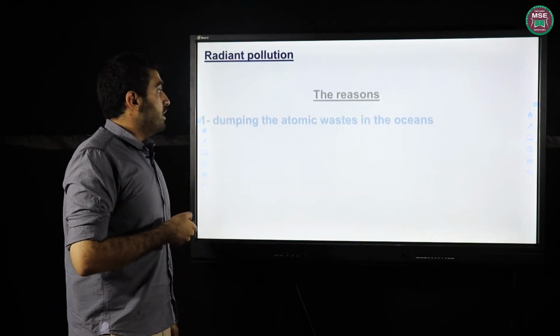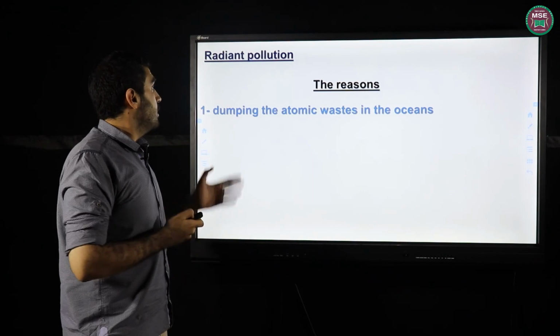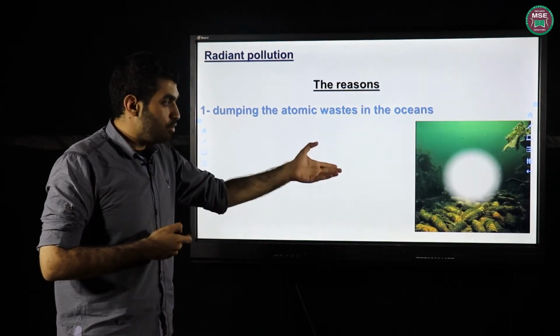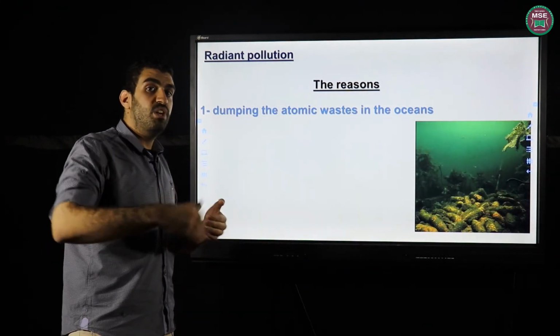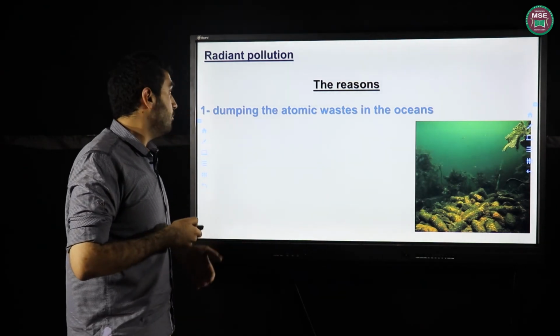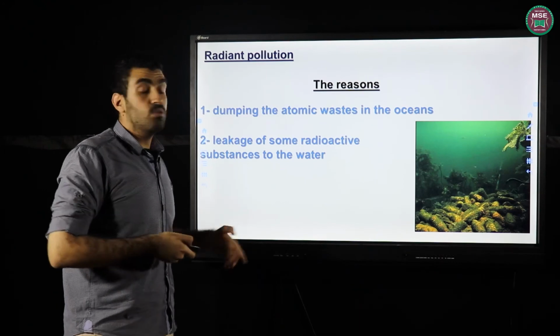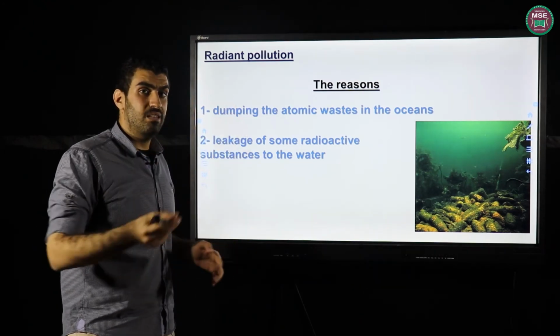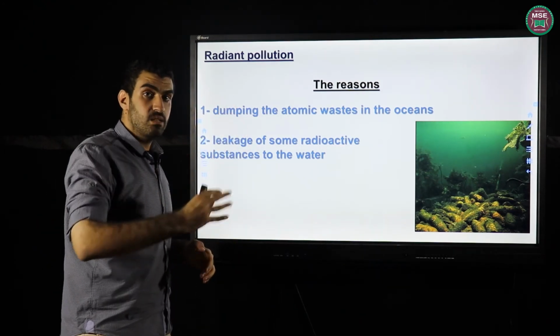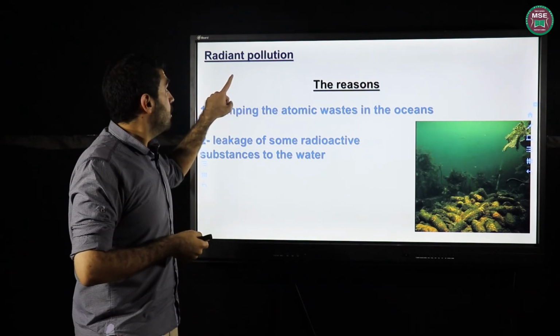The last one is radiant pollution. Its reasons: dumping the atomic wastes in the ocean, throwing the wastes produced from nuclear reactors in oceans. Number 2, leakage of some radioactive substances to the water. If I have a nuclear reactor and some substances leak to the water, they cause radiant pollution.